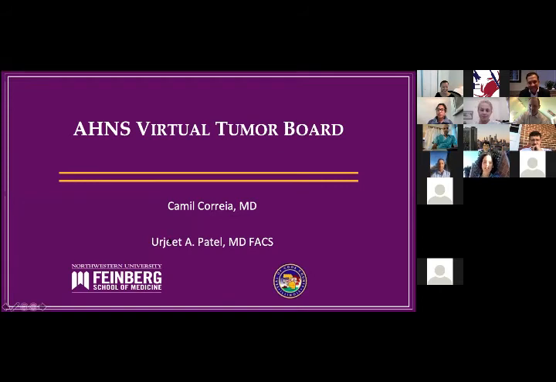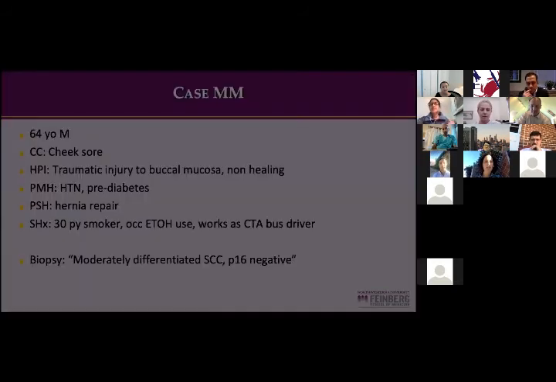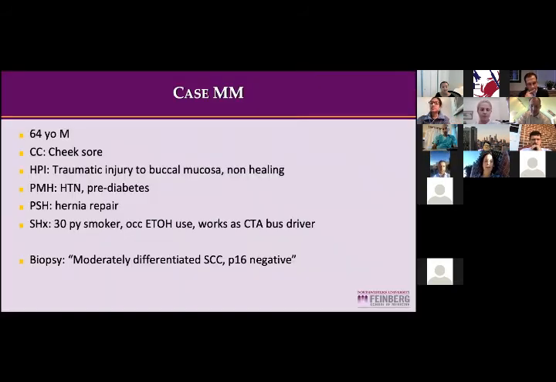So this is the case we're presenting on an oral cavity resection and reconstruction. A little bit different, but you'll see some things repeated. Hopefully we'll still have a robust discussion. This is a 64-year-old male complaining of a cheek sore. He had bite trauma to the buccal mucosa that had not healed. His past medical history was significant just for hypertension and prediabetes, no relevant surgical history.